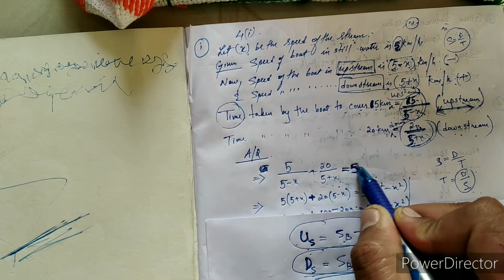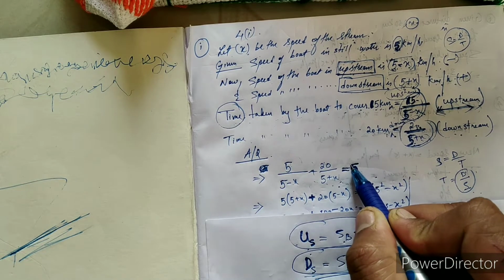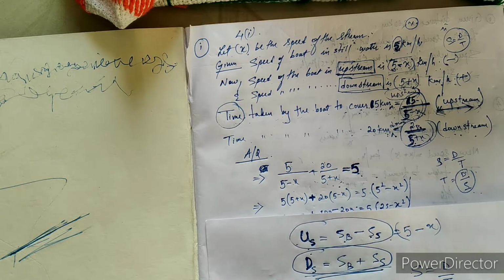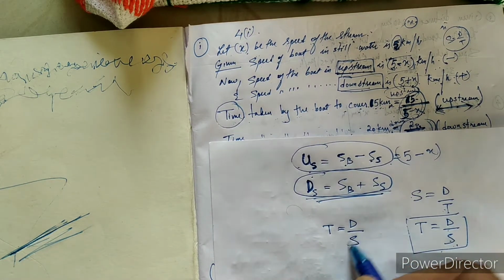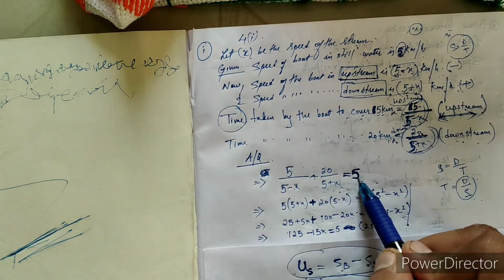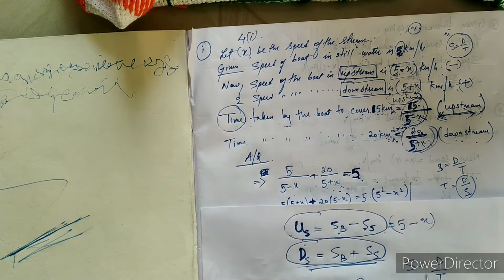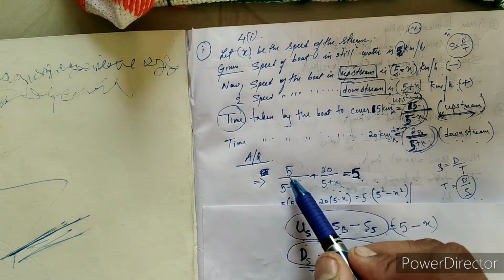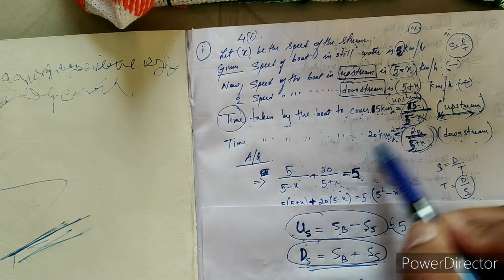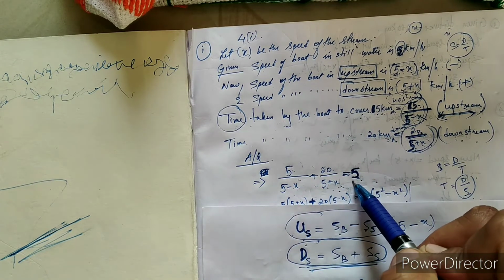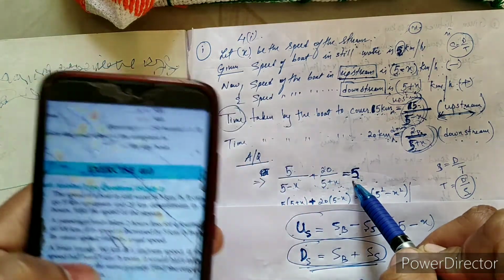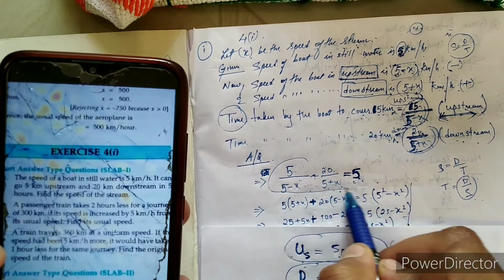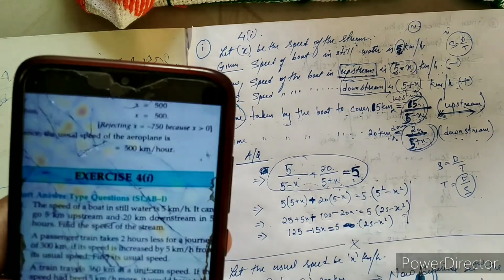So this is your time. If time is here, obviously on the other side we have distance by speed, because the total time given to us is 5 and distance by speed for both the conditions. Whatever we got here, we'll just write it. First one is 5 minus x, 20, 5 plus x. So till here, this is the equation which we got. After this, you just have to simplify it.